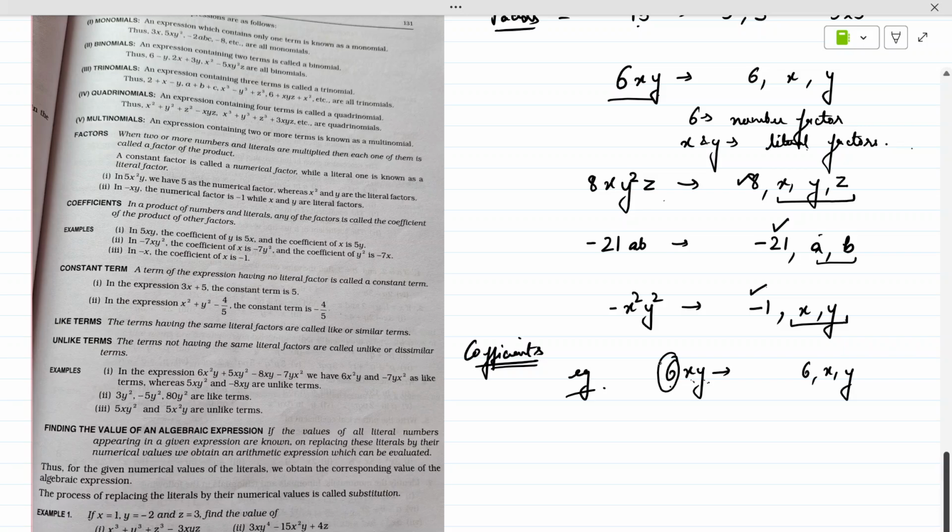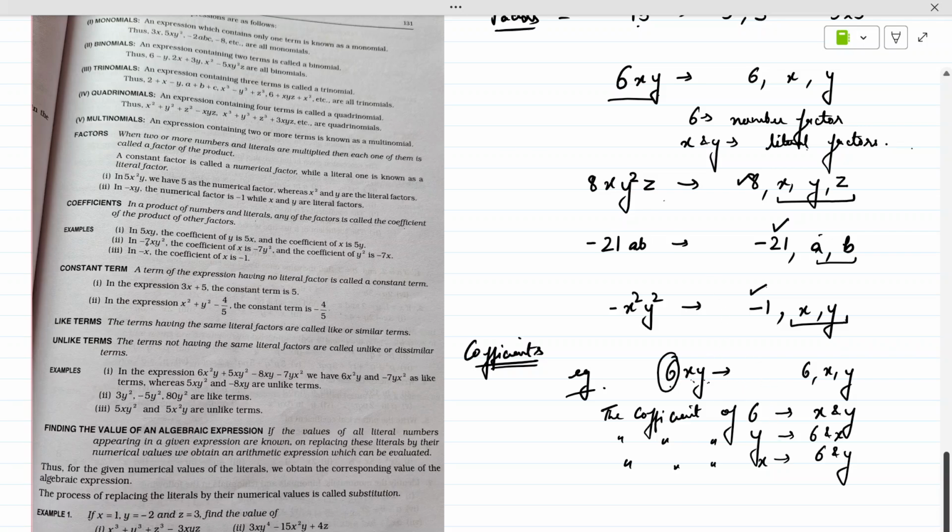The coefficient of 6 will be x and y. The coefficient of y will be 6 and x. Similarly, the coefficient of x will be 6 and y. Okay, so we can say that in a product of numbers and literals, any of the factors is called the coefficient of the product of the other factors, like what we have seen here.